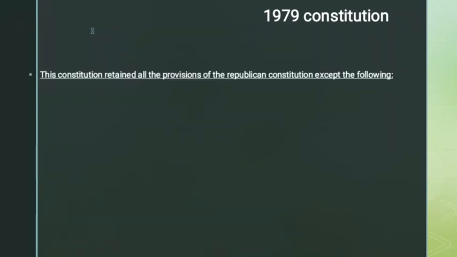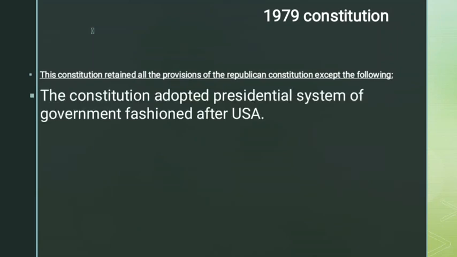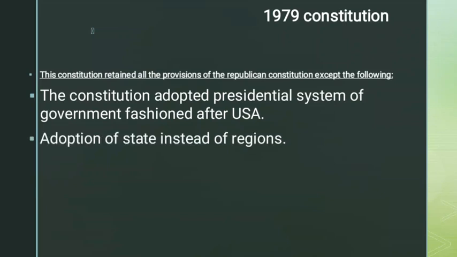Now, let's quickly go to the 1979 Constitution, and we'll quickly look at the provisions. The provisions of 1963 were actually the same, except for a few provisions that we want to look at quickly. Nigeria adopted a presidential system of government in 1979. So we became free from the parliamentary system of government and adopted a presidential system, modeled after the United States of America. Also, Nigeria adopted states instead of regions. So we had 19 states in 1979.